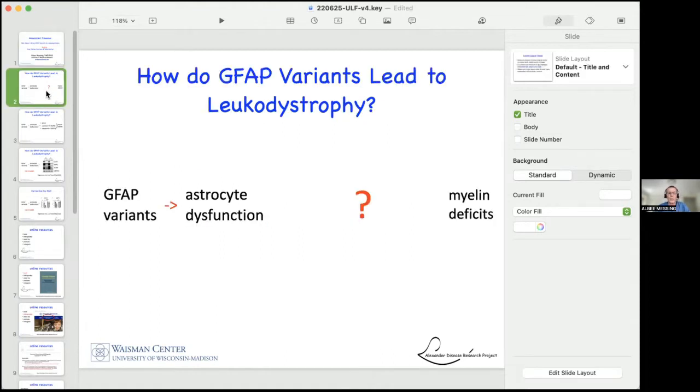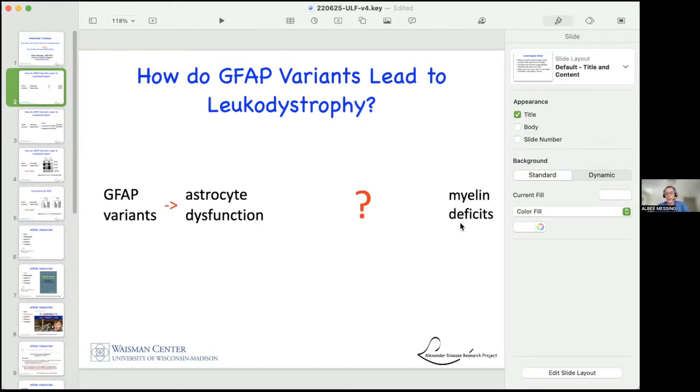So let me just start out with this first question. How do GFAP variants lead to leukodystrophy? We've known for 20 years that the genetic cause of Alexander disease are variants in this astrocyte intermediate filament protein called GFAP. So in some way, these GFAP variants lead to astrocyte dysfunction. That part of the story is pretty clear. The end result is pretty clear as well, that there are myelin deficits as well as other aspects of the Alexander quote unquote phenotype. But the major unknown is how you get from astrocyte dysfunction to the myelin deficits. What exactly goes wrong in the astrocyte that leads to problems in myelination?